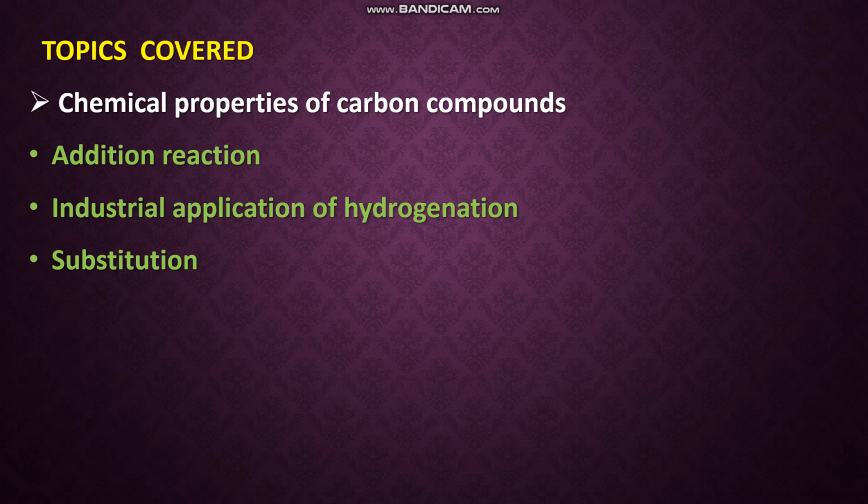So today we have learned among the chemical properties, two properties, addition reaction and substitution reaction. In addition reaction, we have learned the industrial application of hydrogenation. We have seen that unsaturated carbon compounds are converted into saturated ones in presence of nickel catalyst or palladium or platinum. That is called hydrogenation. Hydrogen is added to unsaturated compound to convert into saturated one. We have seen its industrial application to convert unsaturated liquid oils into saturated fats.